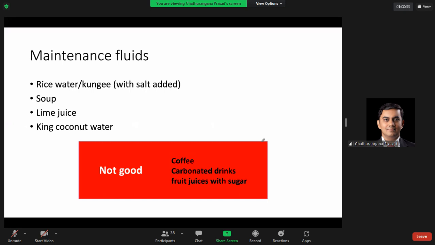Carbonated drinks, like people generally give cream soda, those sort of things, because children like them, but because it doesn't contain salt, that fluid will not get absorbed, because carbonated drinks will only contain sugar. Fruit juice, especially apple juice, is not a very good rehydration solution because it has lots of sugar, more than electrolytes, and the diarrhea might actually get worse.